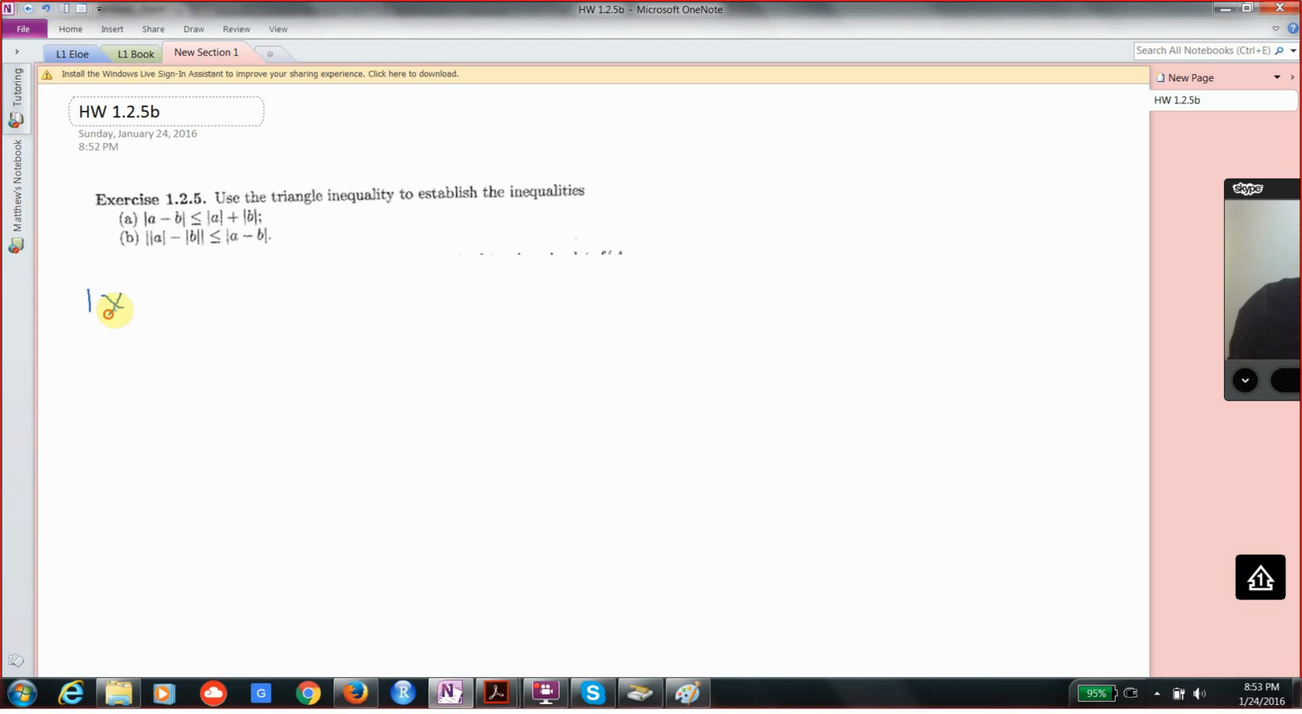We're going to give a definition. The absolute value of x is equal to x if x is greater than or equal to 0, right? And it's equal to minus x if x is less than 0, right? Because if x is less than 0, then x is negative, right? Yes.